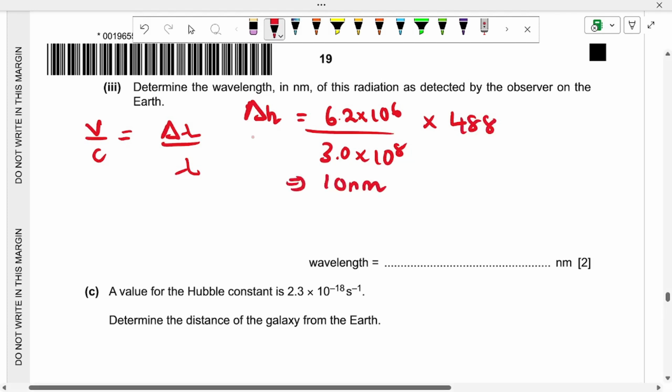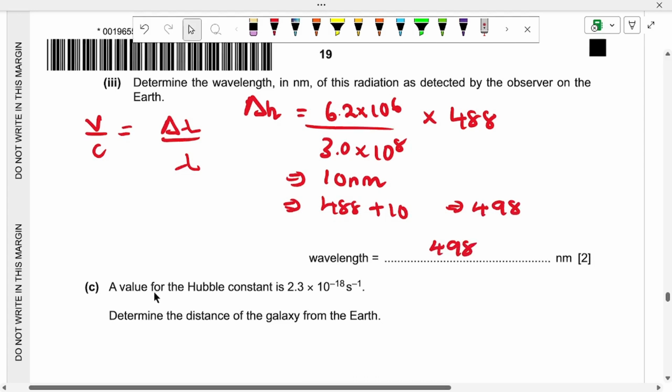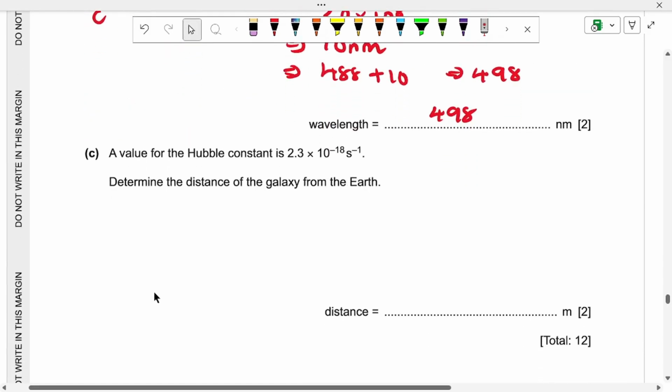So I want to determine the wavelength that was detected by this individual. If the change is 10 nanometers, it simply means if you started with 488, in order for you to be redshifted, you're going to detect something that is longer, that is a higher red shift, plus 10, that's just going to be 498. So 498.